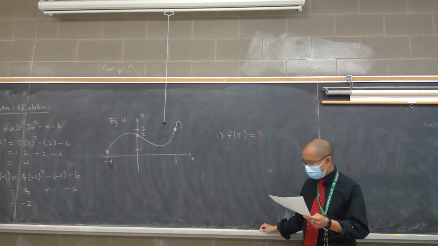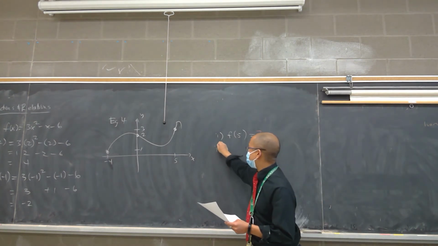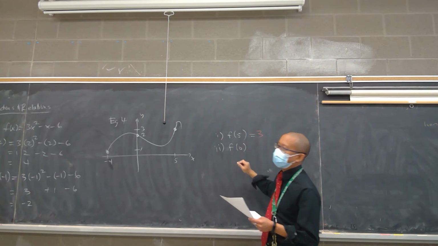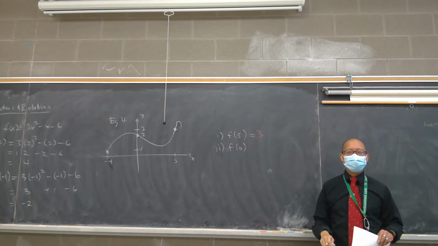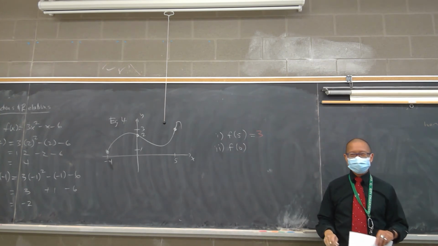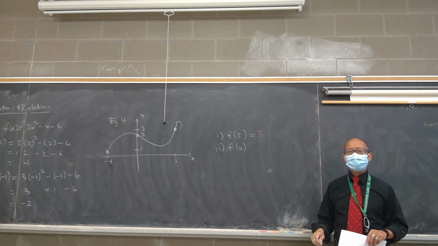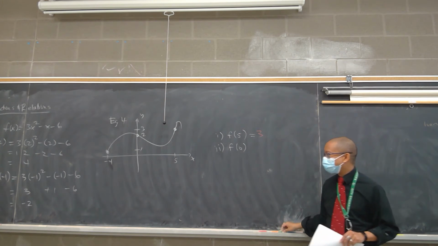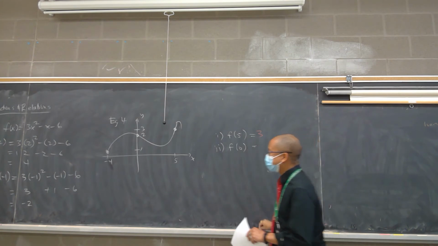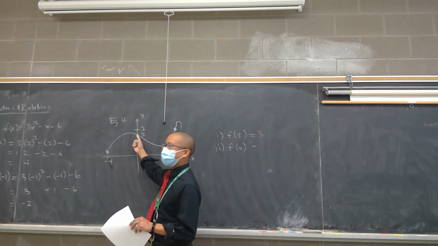Let's try question 2. Really easy. F at 2. Sorry, not F 2. F at 0. I already ruined it. F at 0. I just gave the answer. Anyone tell me the answer? Nora? 2. It is 2. Because where 0 is here, it's 2.